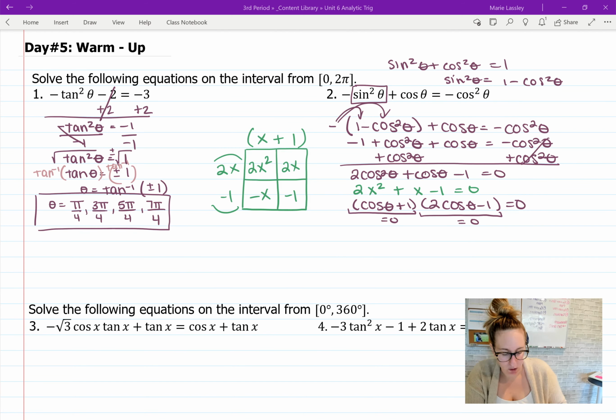And cosine equals 1/2 in two places. All right, so that's going to be at pi over 3 in our first quadrant and 5 pi over 3 in the fourth quadrant.